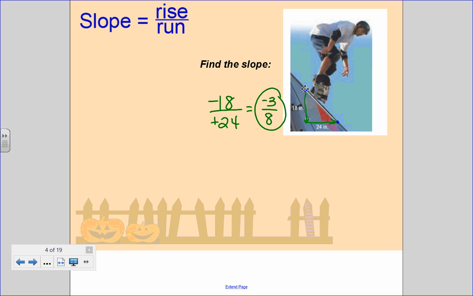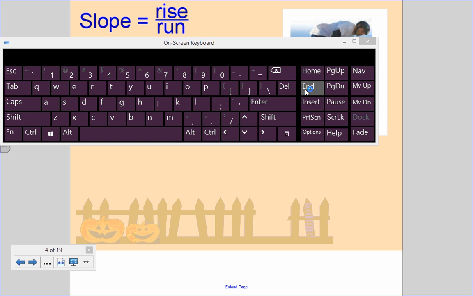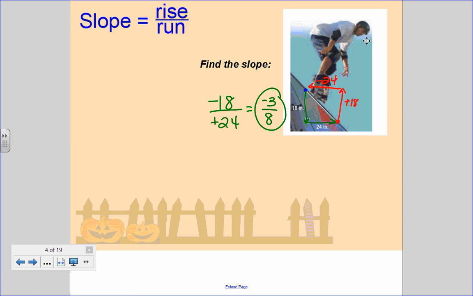Again, you could have gone the other direction and risen positive 18, and then your run is -24. So we're still simplifying to, and I did not do that right. This should be a 6, not a 4. I don't know what I was doing. Sorry.